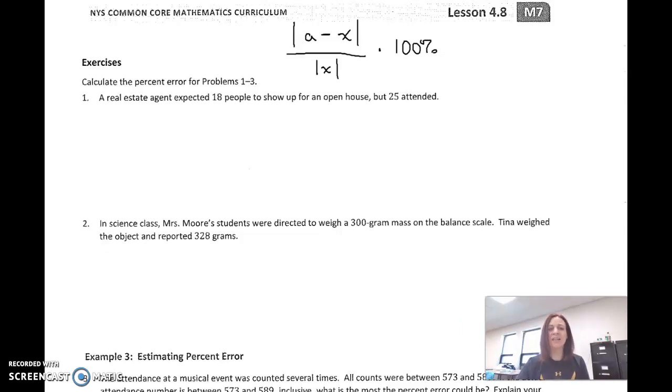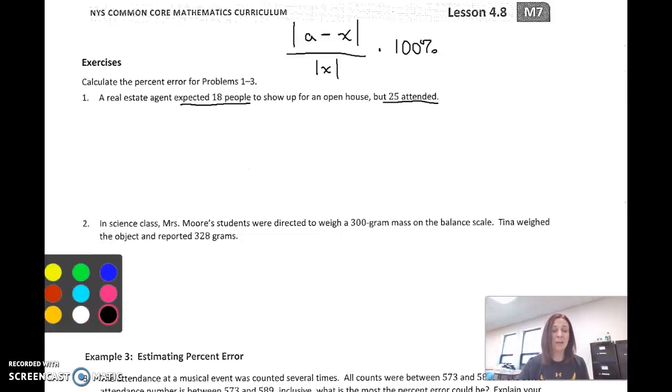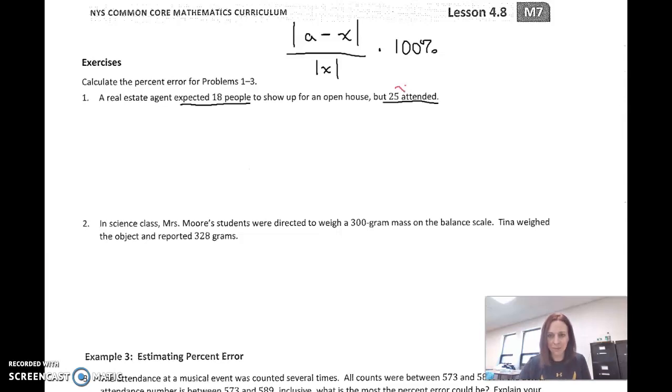A real estate agent expects 18 people to show up, but 25 people attend. So the decision you have to make here is what's your approximate, what's your exact? Well, exactly how many people attended? 25. We were approximating what? Or the real estate agent was approximating what? 18. So if you can identify that, then it is just plugging into your formula.